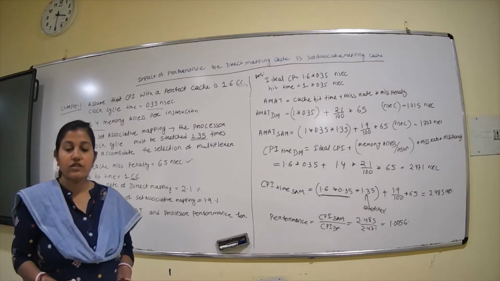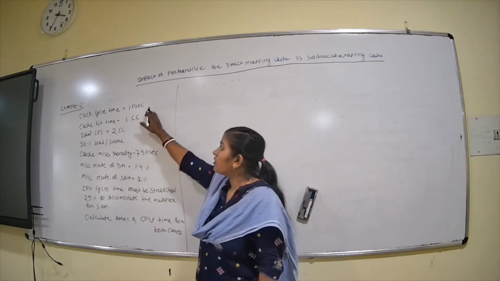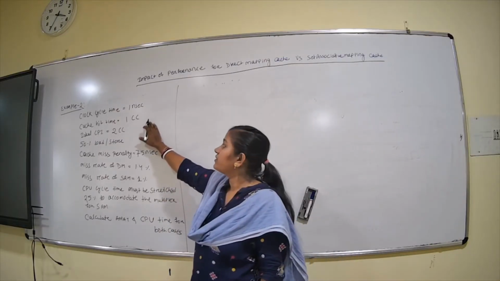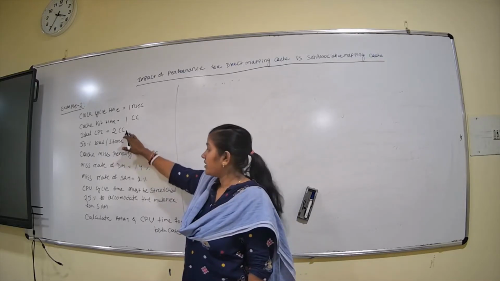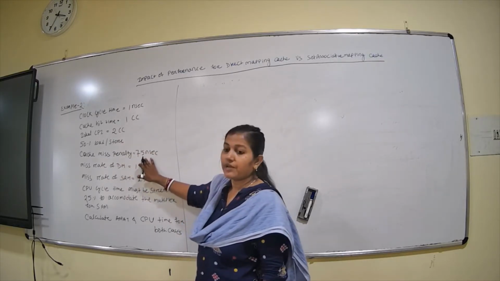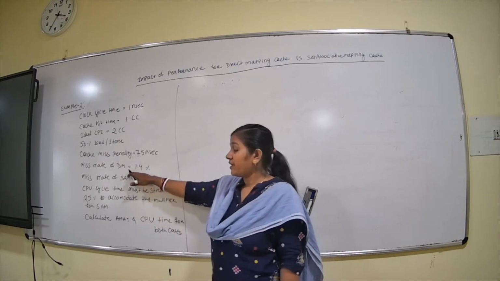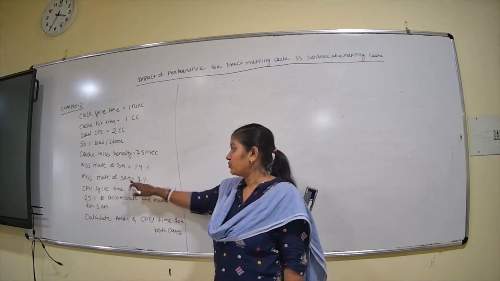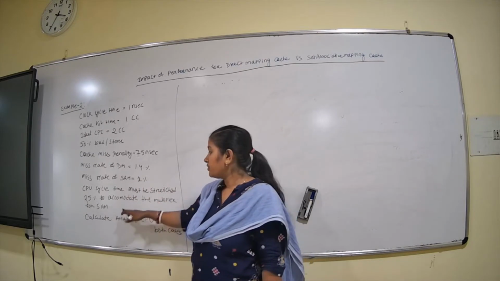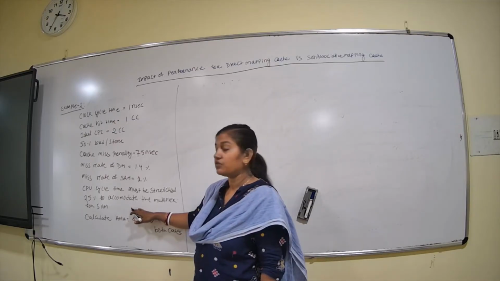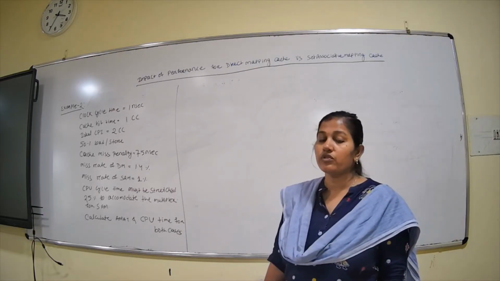Now we'll see the second example. So here clock cycle time is given as 1 nanosecond. Hit time is 1 clock cycle. Ideal CPI is 2 clock cycle. Miss penalty is 75 nanosecond. Miss rate of direct mapping is 1.4%. Miss rate of set associative mapping is 1%. And the CPU time will be stretched by 25% to accommodate the multiplexer in set associative mapping. Calculate the average memory access time and CPU time for both the cases.